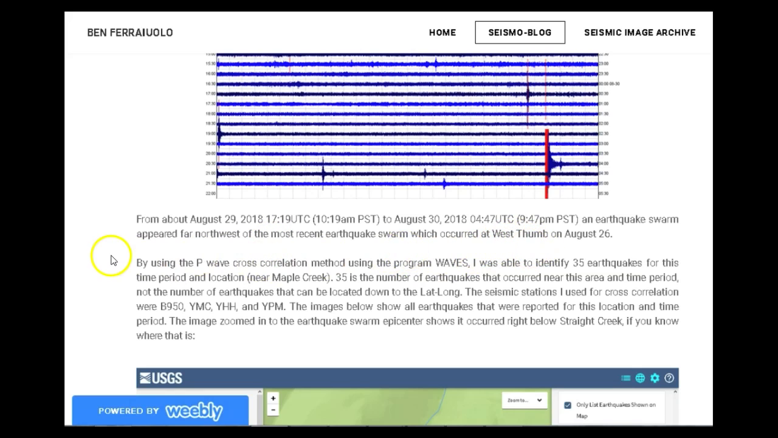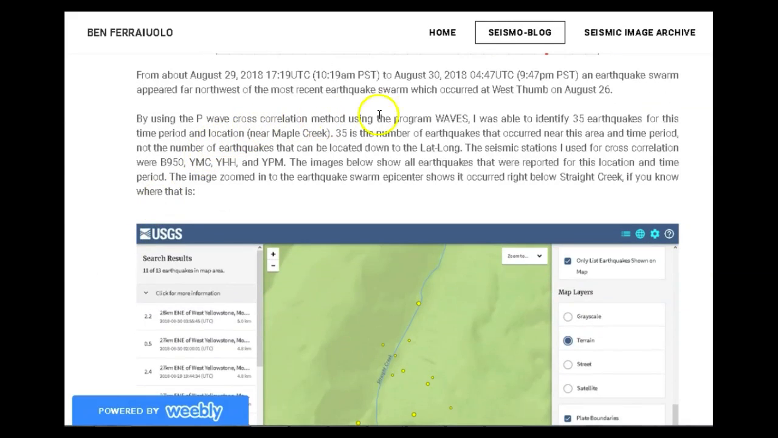on August 26th. By using the P-wave cross-correlation method using the program Waves, I was able to identify 35 earthquakes for this time period and location, near Maple Creek, under Straight Creek, within about a 12-hour period. 35 is the number of earthquakes that occurred near this area and time period, not the number of earthquakes that could have been located down to the latitude-longitude. The seismic stations I used for cross-correlation were B950, YMC, YHH, and YPM.